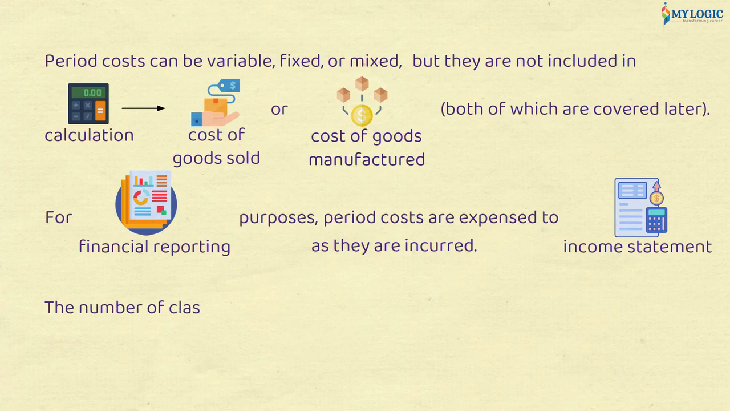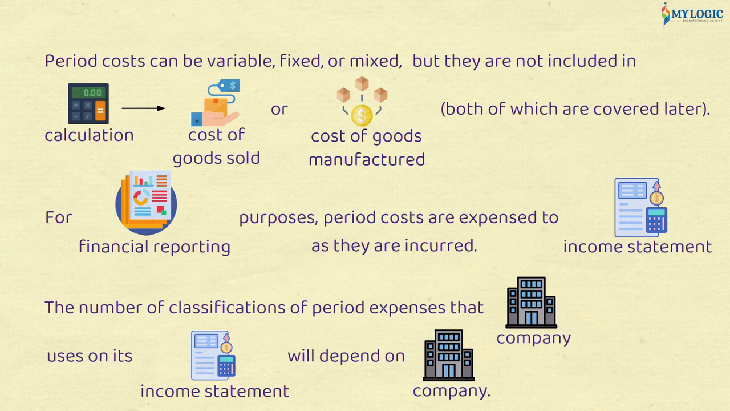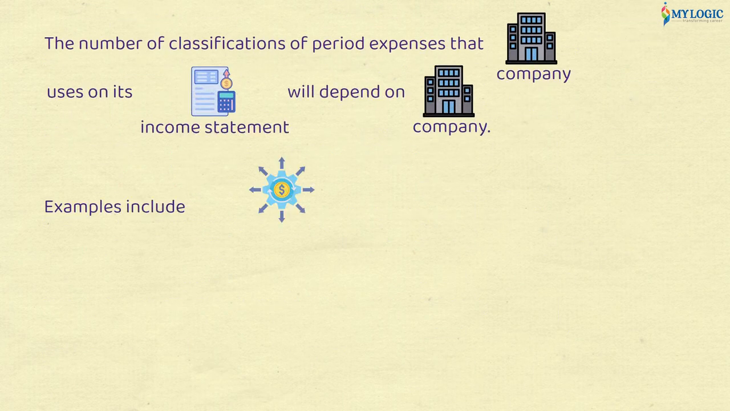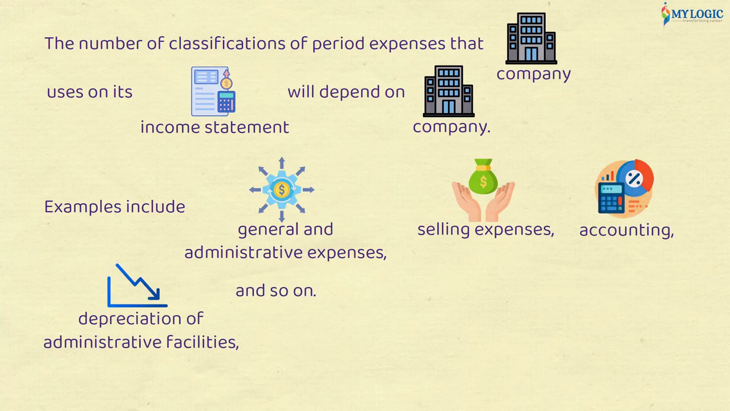The number of classifications of period expenses that a company uses on its income statement will depend on the company. Examples include general and administrative expenses, selling expenses, accounting, depreciation of administrative facilities, and so on.